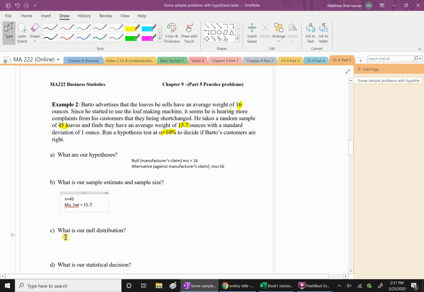So what is a null distribution? Well, first of all, we have to check that the conditions of the central limit theorem are satisfied. First, do we have a random sample? And the answer is yes. We're given that he takes a random sample. This is given in the problem statement. Is the sample large enough?